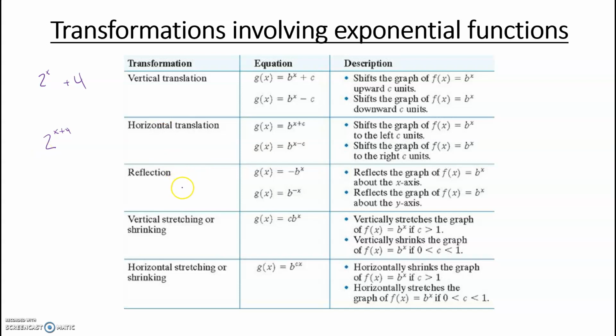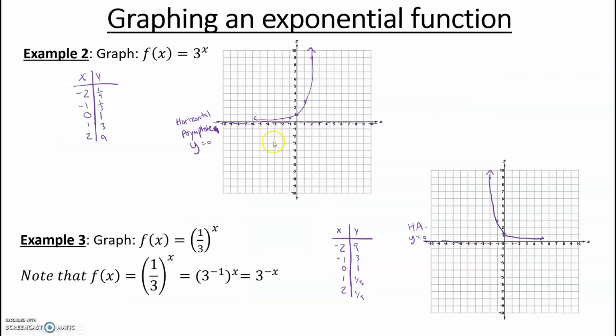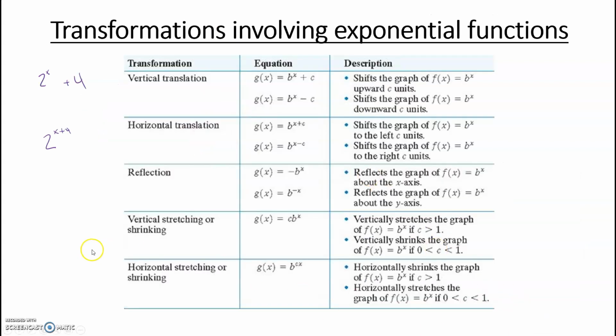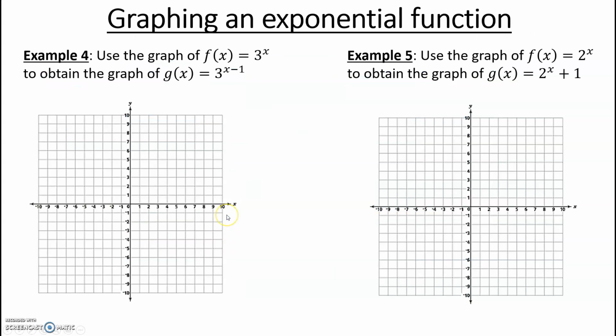Reflections, we actually just saw one of those, right? We actually saw this one over the y-axis. Let me go back. You can see from here to here, this was a reflection. It took that 3 to the power of x and made it 3 to the power of negative x. It reflected over that y-axis. And then stretching or shrinking: if you see numbers bigger than 1, stretching; numbers between 0 and 1 are compressing. I don't know why they said shrinking.